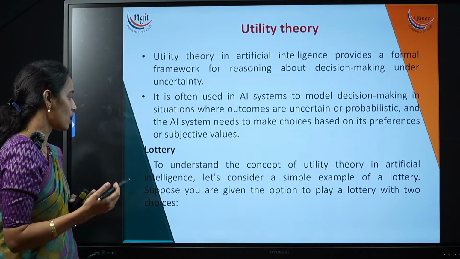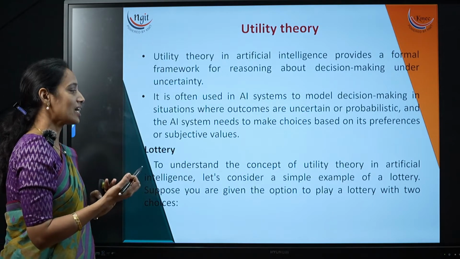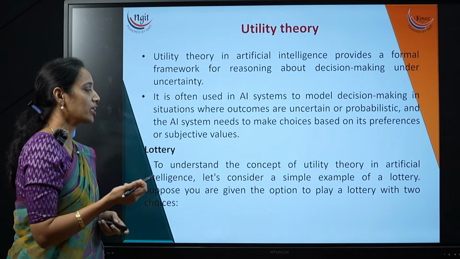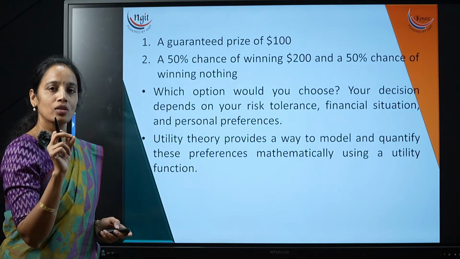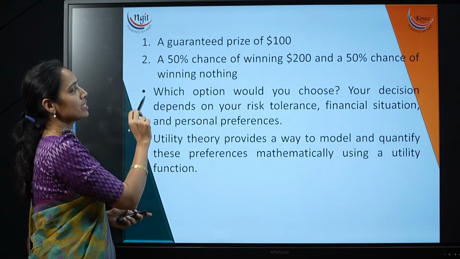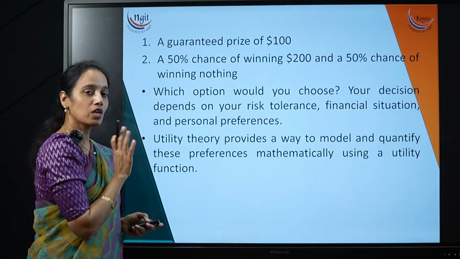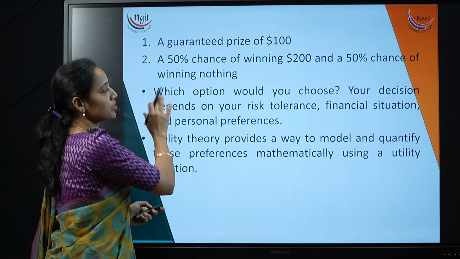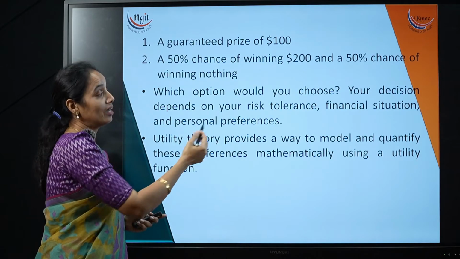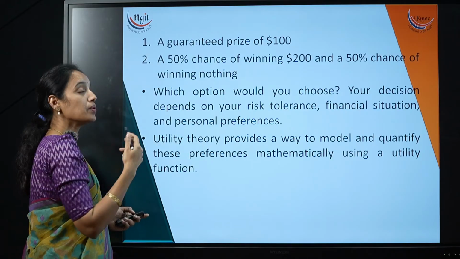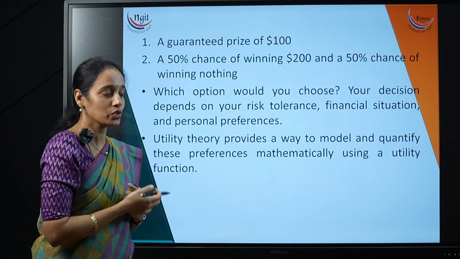Suppose let us discuss one example, lottery. To understand the concept of this utility theory, let's consider a simple example of a lottery. Suppose you are given the option to play a lottery with two choices. One is a guaranteed prize of $100, the other a 50% chance of winning $200, and a 50% chance of winning nothing. So now you have to make the choice. Which option would you like to choose in such a situation? Your decision depends on your risk tolerance, financial situation, and personal preferences. Maybe any one of the reasons may determine the option which you choose.